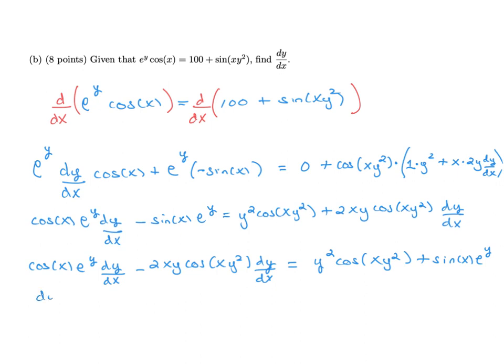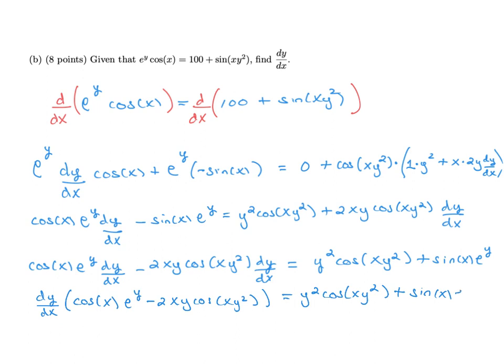So we have dy/dx times cosine x e to the y minus 2xy cosine xy squared is equal to y squared cosine xy squared plus sine x e to the y. I will now divide this to the other side of the equation, leaving me with my final answer.